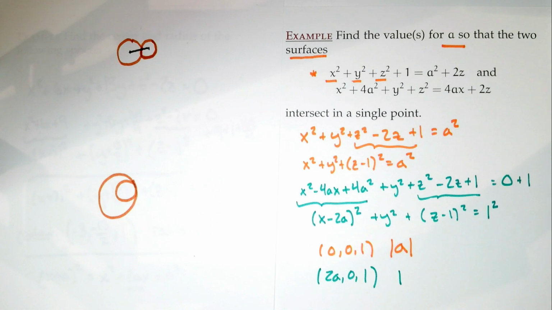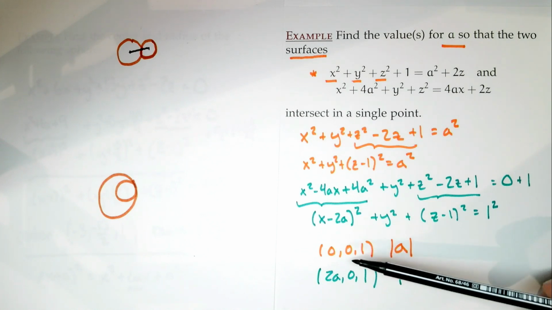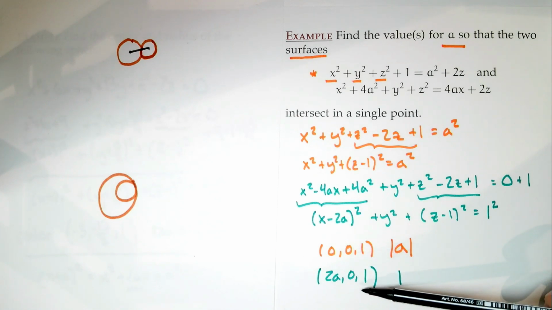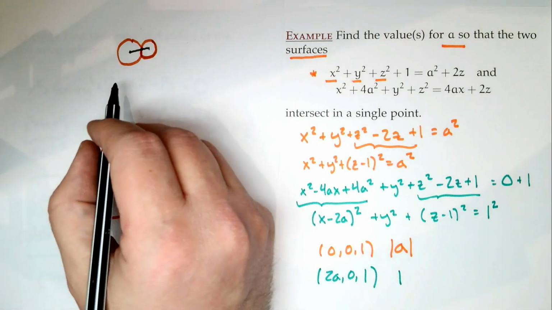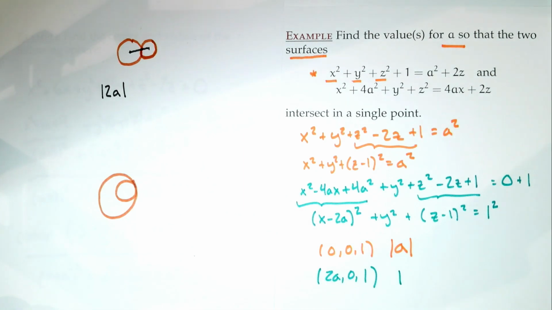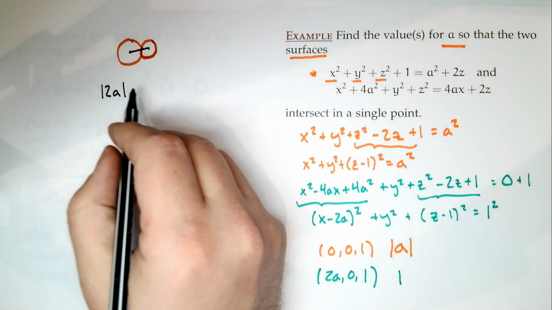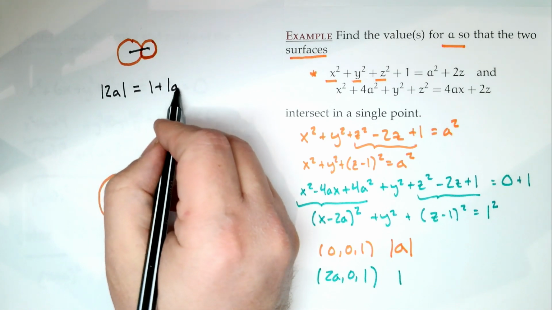And it turns out in 3D, same thing. So let's think about the distance between these pairs of points. Because the z-coordinate matches and the y-coordinate matches, the distance is the difference in the x-coordinates. So the distance is the absolute value of 2a. Again, I say absolute value because a could be negative. Well, that has to equal the sum of the radii, which is 1 plus absolute value of a.